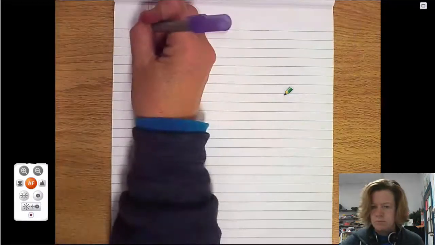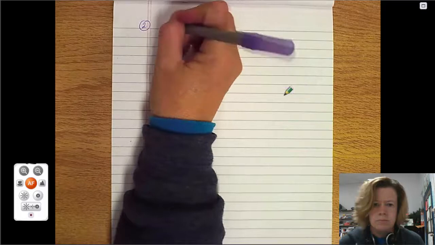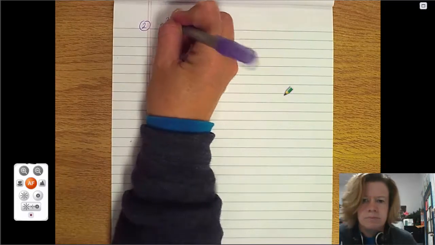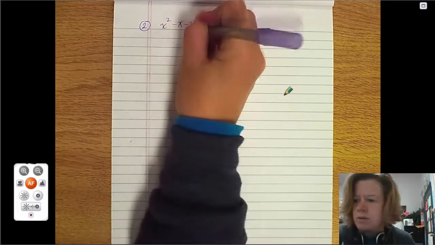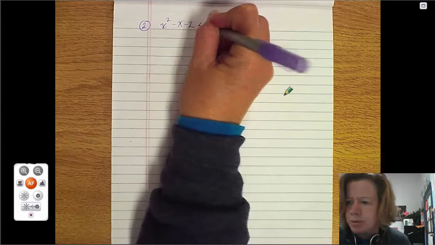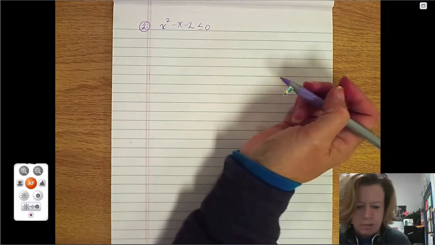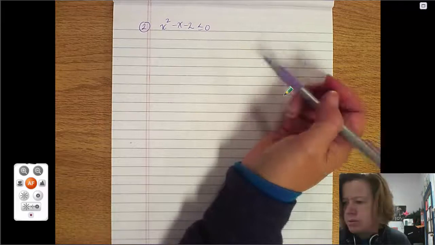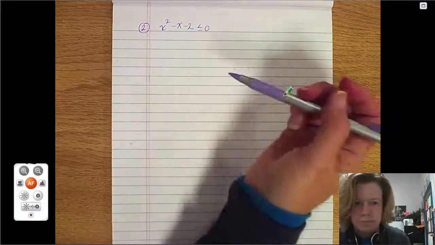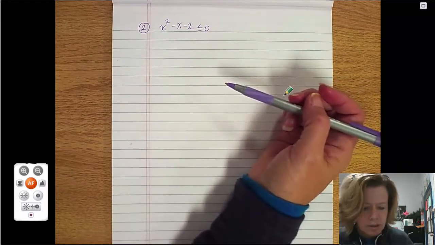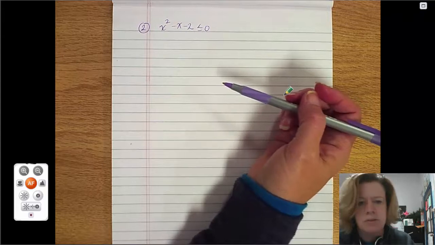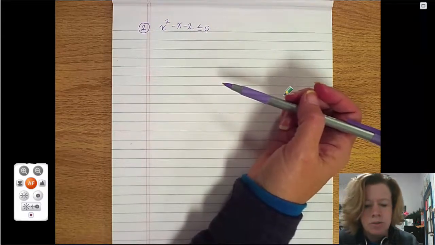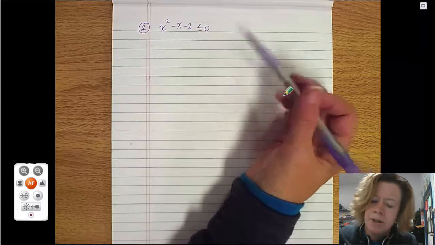Less than or equal to 0. Once again, this is factorable. I'm showing you two factorable ones for the process today, but do keep in mind the quadratic formula. But again, just for the sake of time, we're going to do this.